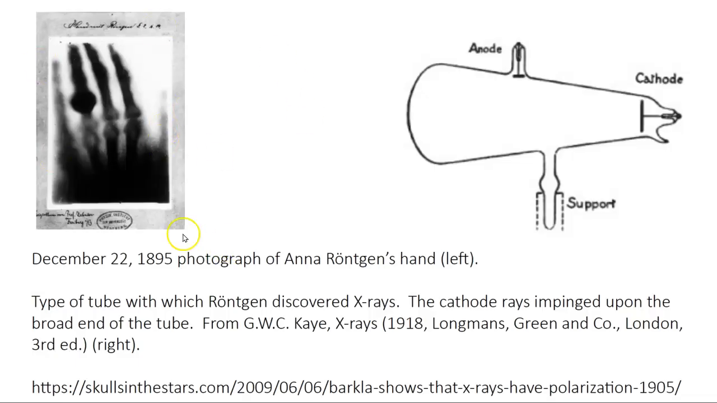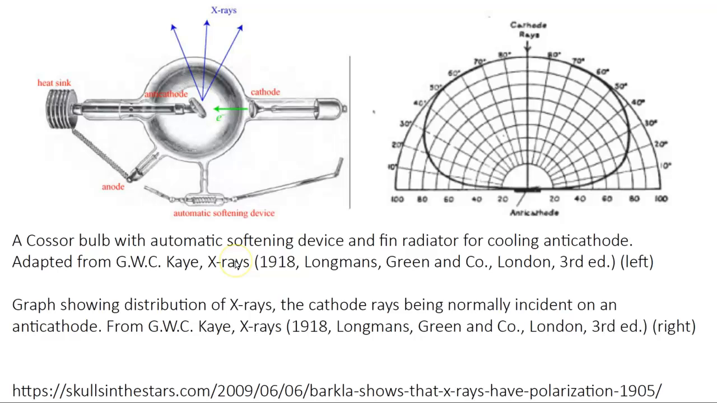And here you see the original photograph made by Röntgen in 1895, when he discovered the Röntgen rays. Here you see the equipment he used. This is a later experiment, as you can see. And here you see the equipment used by Barkla and some of his results.